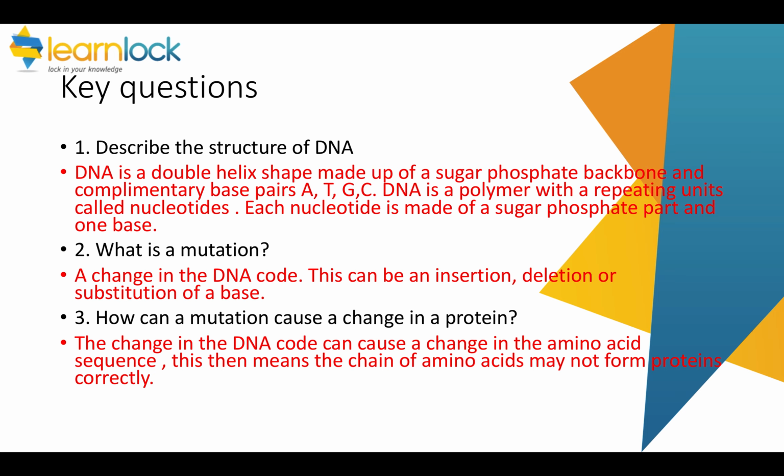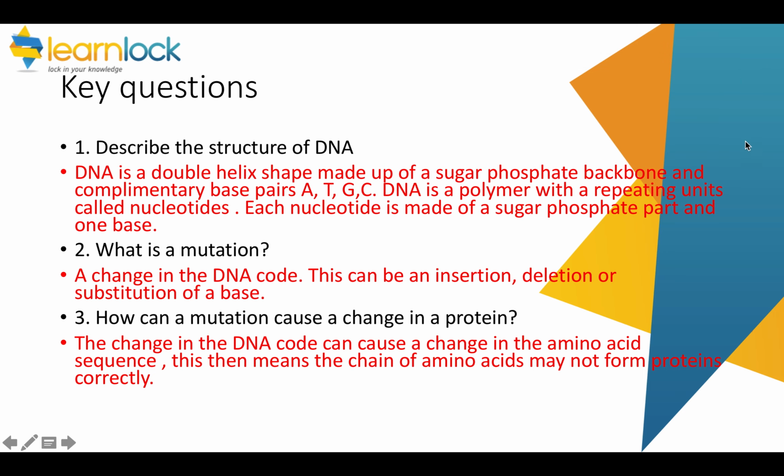So what's the structure of DNA? Well, it's a double helix shape. It's got a sugar phosphate backbone and bases that pair up, and these are called A, T, G, and C. So A matches with T, G matches with C. It's a polymer with repeating units, and those units are called nucleotides. Each nucleotide is made of a sugar phosphate part and one base.